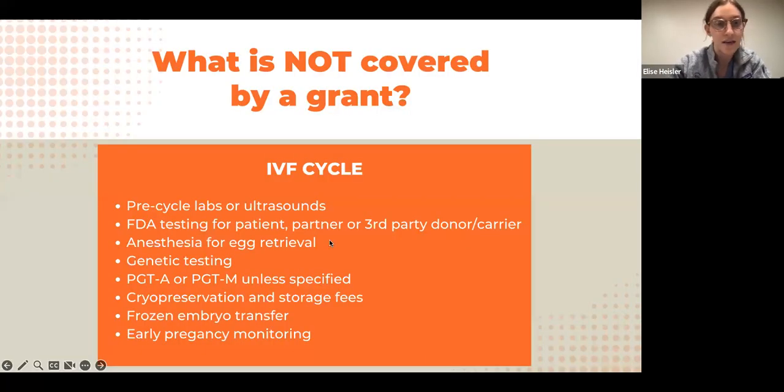Things that it excludes are any ultrasounds or pre-cycle labs before. Those are kind of required for your application. Anesthesia for egg retrieval, any genetic carrier screening. If you're looking to do pre-implantation genetic testing, that is not covered. But again, in the past, we've had other grants that maybe can be used to cover that. Cryopreservation or storage fees are not included. Frozen embryo transfer, as I said, is not included, as well as early pregnancy monitoring.